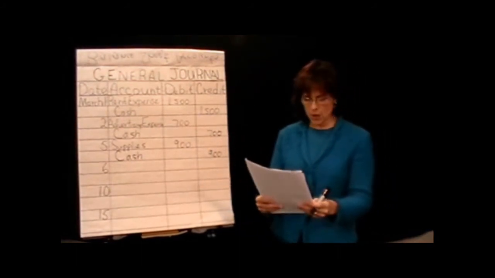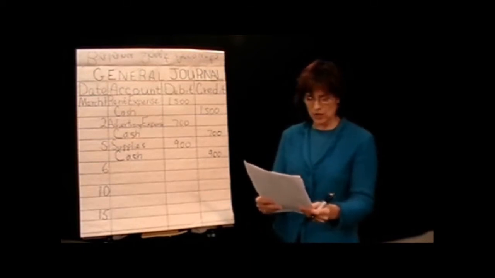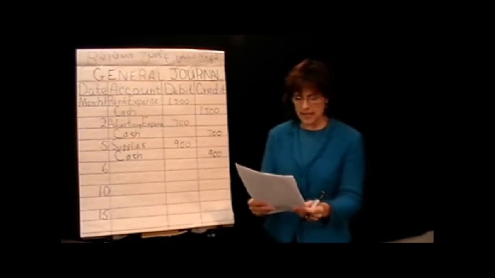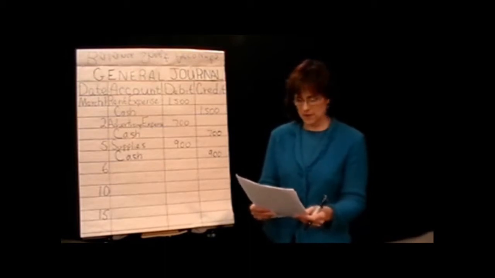Okay, we had a little rhythm going there because our first three transactions said we all paid. But when we get down to March the 6th, which is our next transaction, it says we purchased office equipment on account for $15,000. So when I ask myself if cash is involved, cash is not involved here. If we're purchasing on account, we're not using cash.